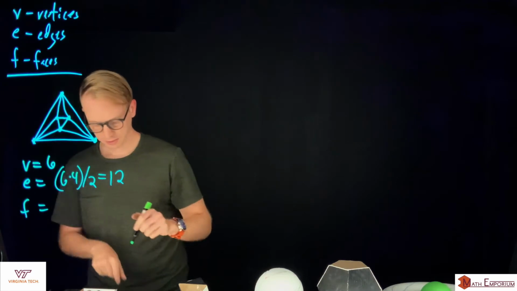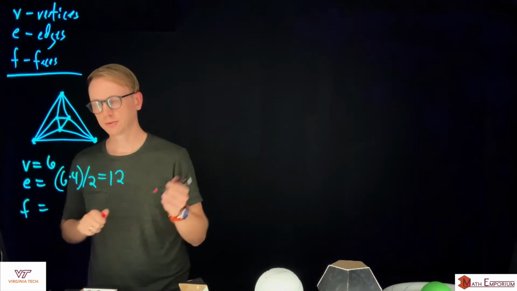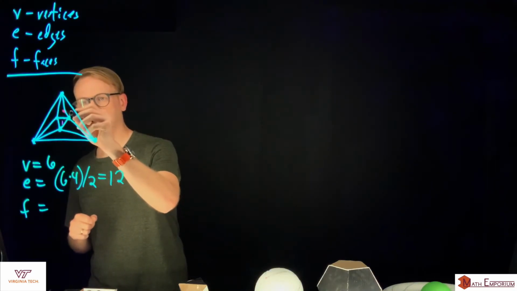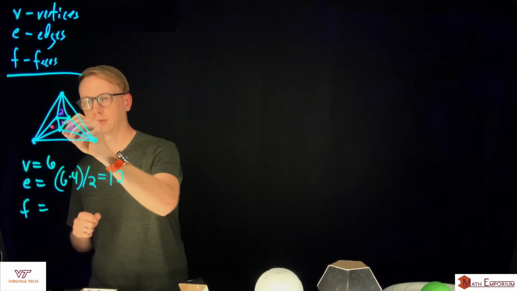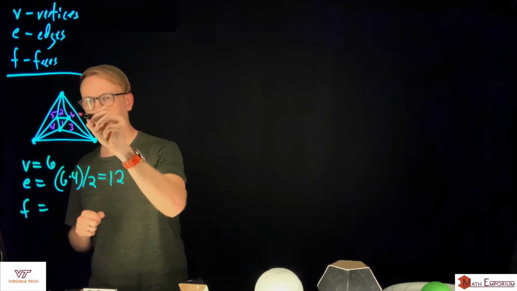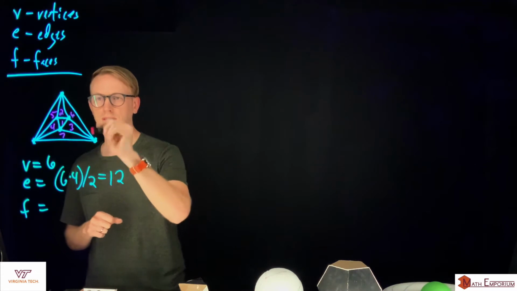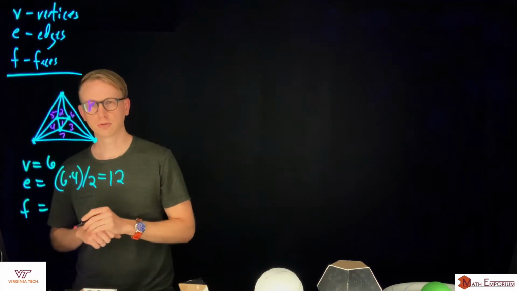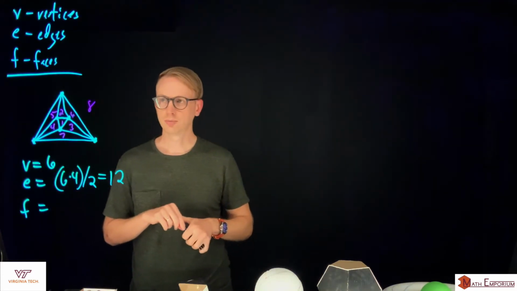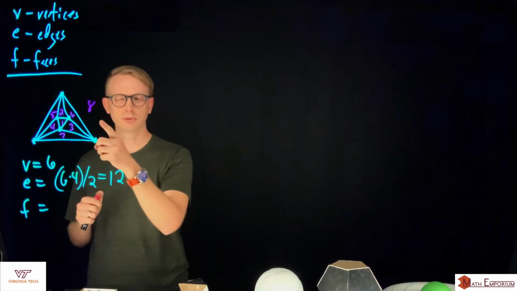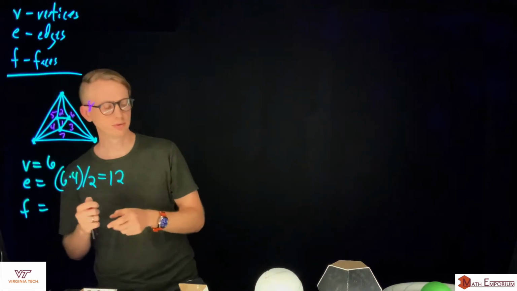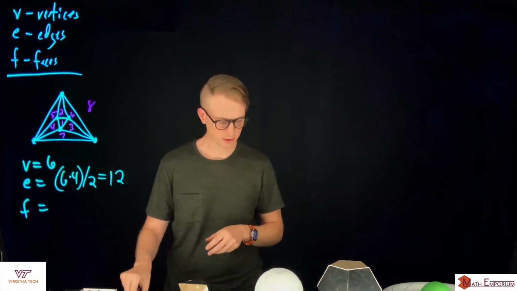All right, faces. Let's enumerate the faces just for practice. So there's a 1, 2, 3, 4, 5, 6, 7, and don't stop there. Don't forget what you'd call the outside face. The book will call this the infinite region, or the infinite face, or the unbounded region, the unbounded face, some terminologies like that.